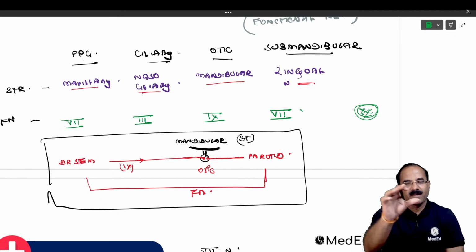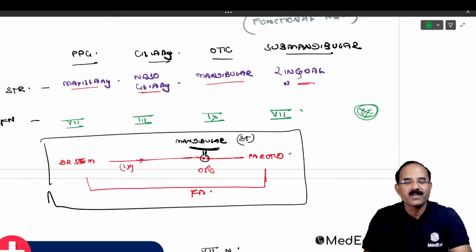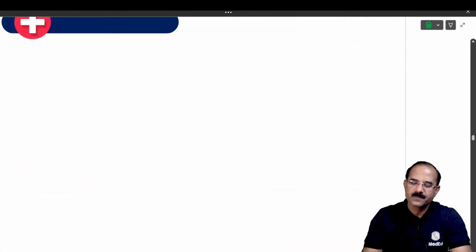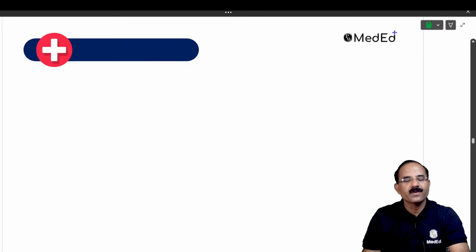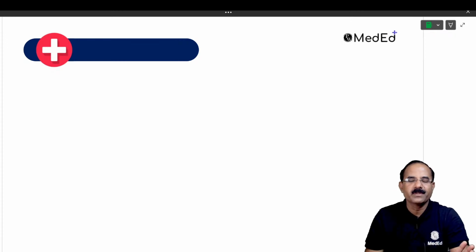That was the functional relation, and the ganglion is hanging from which nerve? Mandibular nerve. That is the structural relation. Okay? Understand this. Very good. You'll understand it. Once you understand the facial nerve, everything will be clear to you.